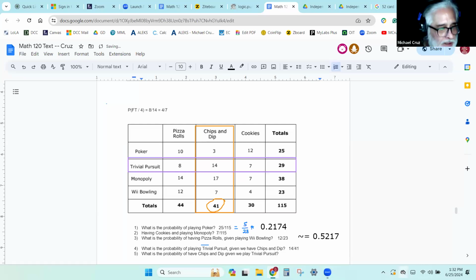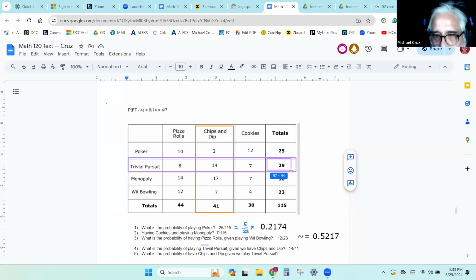Okay, so now you notice that the A and the B are swapped. In 4, it was Trivial Pursuit given Chips and Dip. On 5, it's chips and dip given Trivial Pursuit. Okay, so we're going to use the same kind of diagram. The only thing that we're not really needing, we don't have to ignore it, is that one right there. Now, there's our given. I should have done it with a different color. There's the denominator for our given.